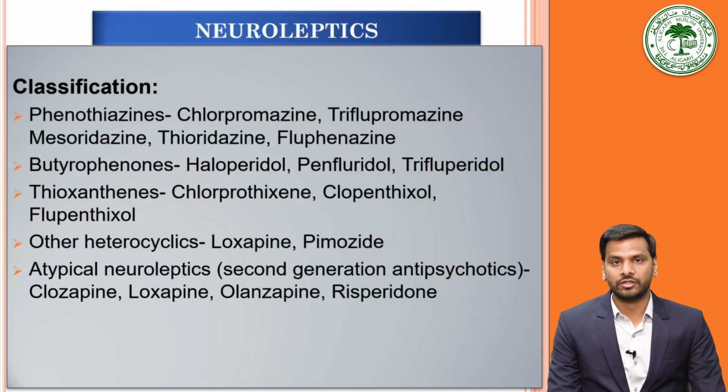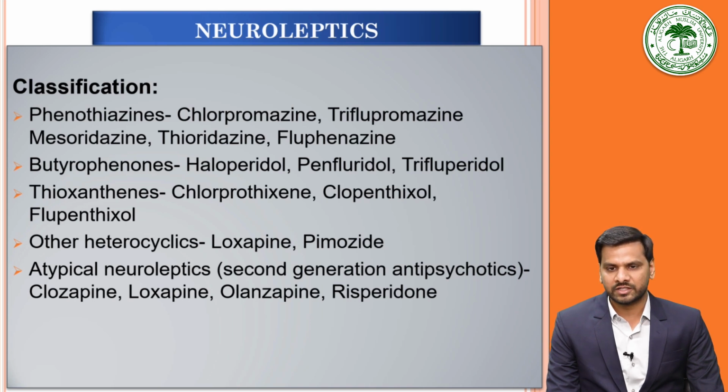Antipsychotics were earlier called neuroleptics. Now, classification of neuroleptics: they have been classified into phenothiazines, butyrophenones, thioxanthines, other heterocyclics, and atypical neuroleptics. Examples of phenothiazines are chlorpromazine, triflupromazine, mesoridazine, thioridazine, and fluphenazine. If we talk about the butyrophenones, examples are haloperidol, penfluridol, and trifluperidol. Among thioxanthines, we have chlorprothixene, clopenthixol, and flupenthixol. Among other heterocyclics, we have loxapine and pimozide. And talking about the atypical neuroleptics, that are second generation antipsychotics, we have clozapine, loxapine, olanzapine, and risperidone.